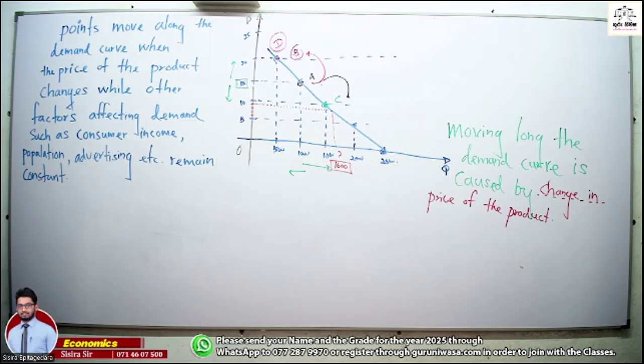Do you need more time? Yes, sir. Okay. No need to draw the diagram, just write down, right? These points. Points move along the demand curve when the price of the product changes, while other factors affecting demand such as consumer income, population, advertising, etc.